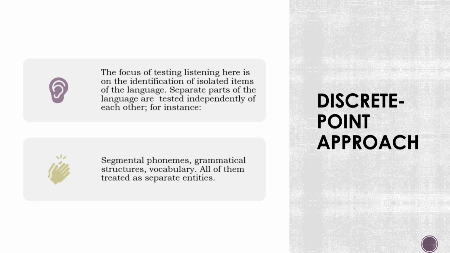The type of tests that can be used with the discrete point approach are, for example, phonetic discrimination, paraphrase recognition, and responding appropriately to what was heard. So the assumptions with this type of approach to testing listening are that spoken text is the same as written text and that it can be isolated and tested as individual parts of the language.